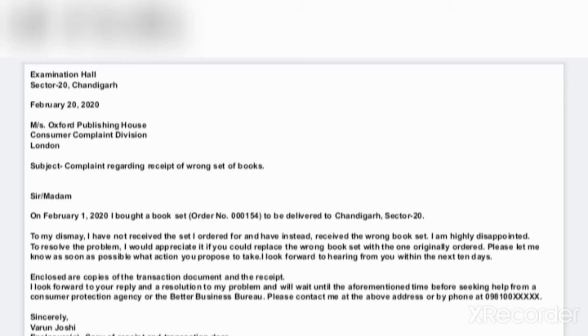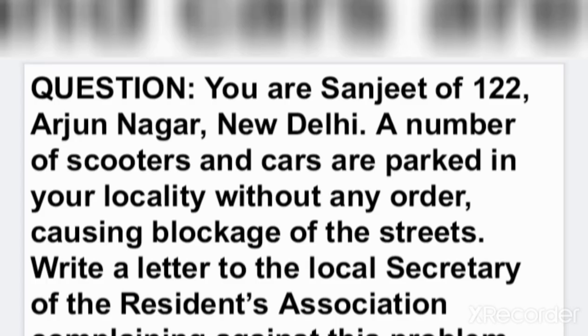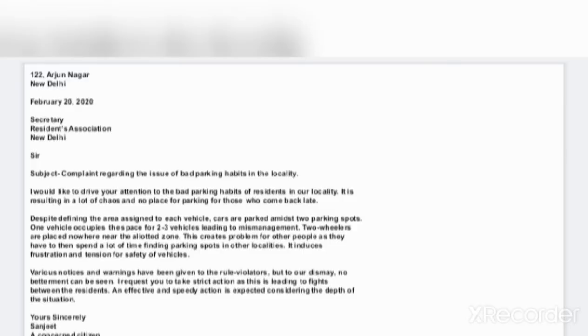Okay. So now next question. You are Sanjeet of 122 Arjun Nagar, New Delhi. A number of scooters and cars are parked in your locality without any order, causing blockage of the streets. Write a letter to the local secretary of the Residents Association complaining against this problem. Now, solution. First, sender's address 122 Arjun Nagar, New Delhi, which is already given in the question. Then date, and then receiver address, then subject, complaint regarding the issue of bad parking habits in the locality.